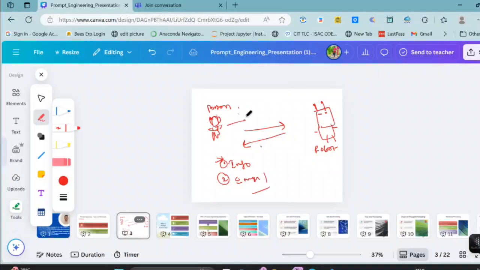We need to provide some instructions. So it will take the instructions in between human and robot. NLP will work. What is the working of NLP? What is the role? So NLP's role is conversion. NLP can convert human language to machine language.